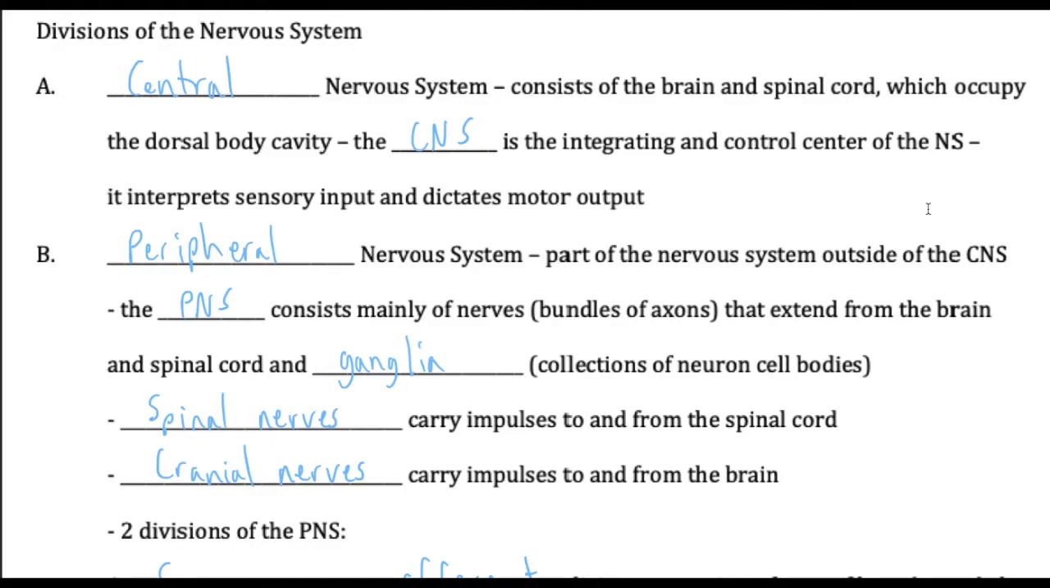The peripheral nervous system is going to be the part of the nervous system outside of the CNS. So we have the brain and spinal cord, and then everything else outside of that is going to be our PNS, or peripheral nervous system. And that's going to consist of nerves, or what we call bundles of axons, that extend from the brain and spinal cord, and the ganglia, or the collection of neuron cell bodies. And so we have spinal nerves and cranial nerves here, and the spinal nerves are going to carry impulses to and from the spinal cord, and the cranial nerves are going to carry impulses to and from the brain.